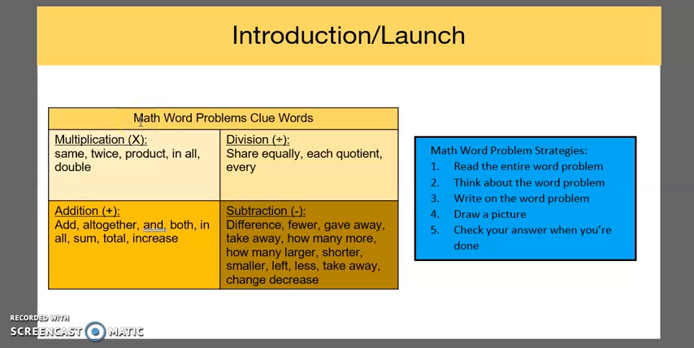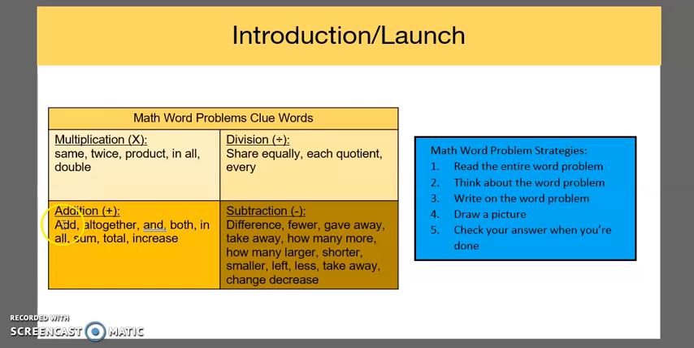When we're looking at a math word problem, there are some clues in the actual word problem that will help us understand what we need to do. For example, multiplication: if we see words such as same, twice, product, in all, or double, that helps us understand that we may have to do multiplication. Same thing with division: if we see words such as share equally, each, quotient, every, those are key words that tell us we will have to do division.